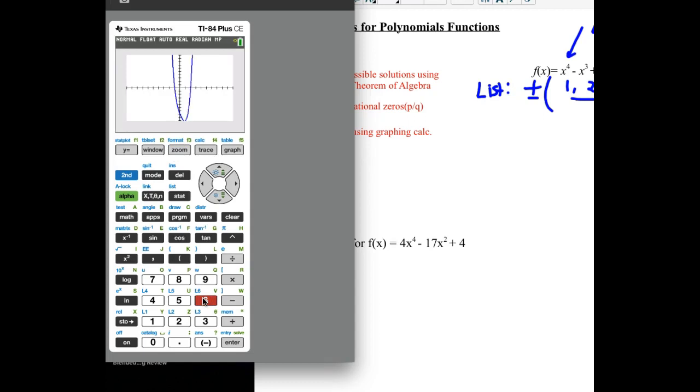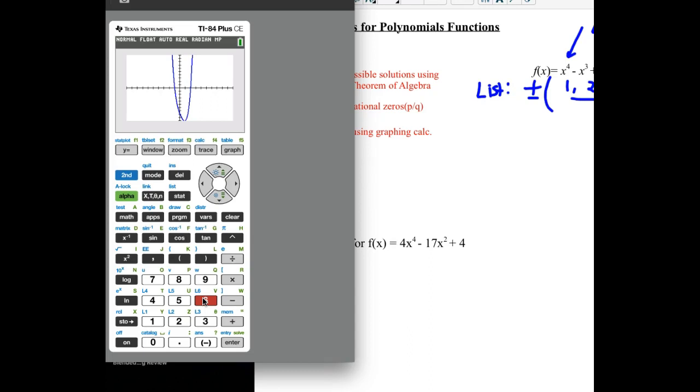All right. So what are we seeing? How many places does it cross the x-axis? 2. All right. Remember, zeros and x-intercepts are the same thing. So I'm looking for where it's hitting the x-axis. Where does it look like it's hitting? At what values? -1 and a +2. All right.